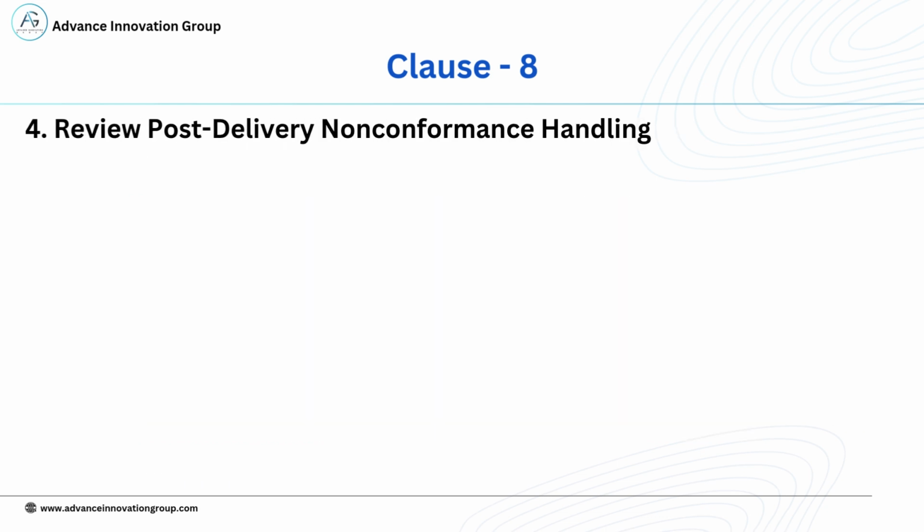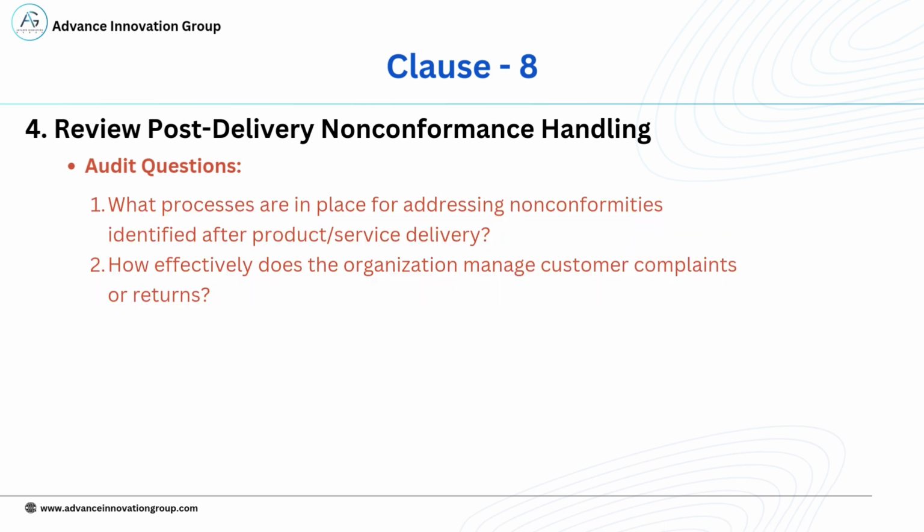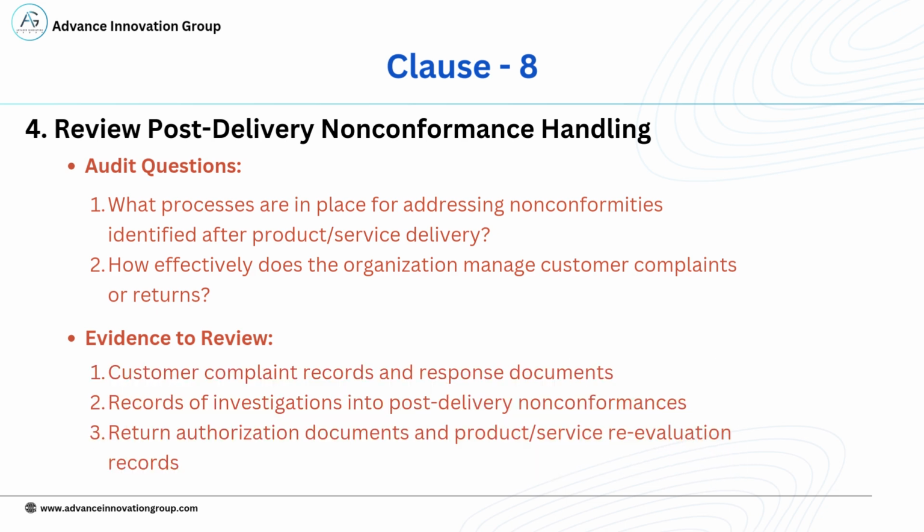4. Review post-delivery nonconformance handling. Audit questions. 1. What processes are in place for addressing nonconformities identified after product or service delivery? 2. How effectively does the organization manage customer complaints or returns? Evidence to review. 1. Customer complaint records and response documents. 2. Records of investigations into post-delivery nonconformance. 3. Return authorization documents and product or service re-evaluation records.